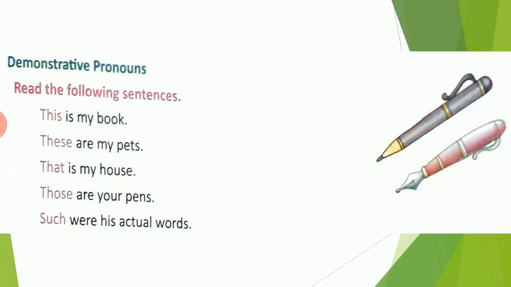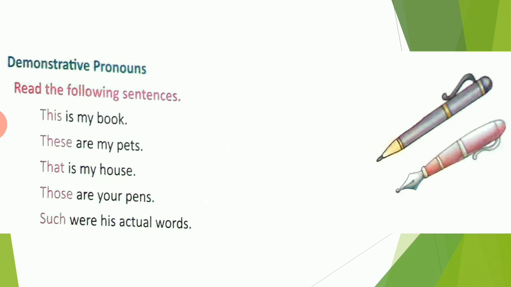Then we have demonstrative pronouns. In demonstrative pronouns, as you could see in these examples: this is my book, these are my pets, that is my house, those are your pens, such were his actual words. So in these sentences, the words that have been highlighted, this, these, that, those, and such, are used to point out the object or objects for which they are used. This and these refer to things near at hand, and that and those refer to things lying at a distance. So they are therefore called demonstrative pronouns.